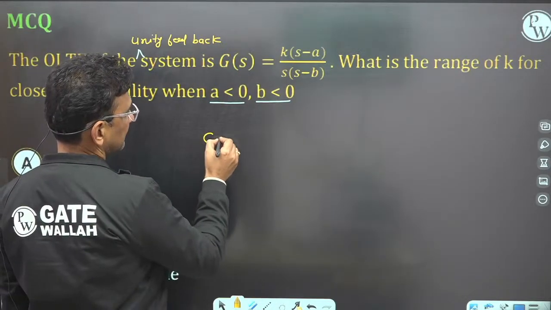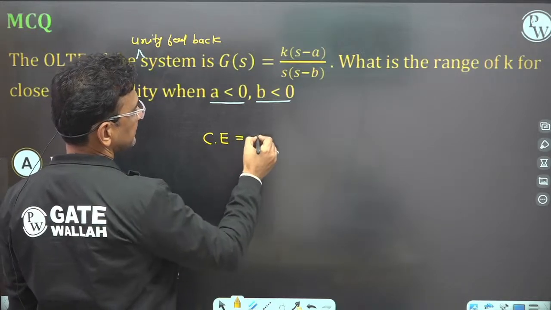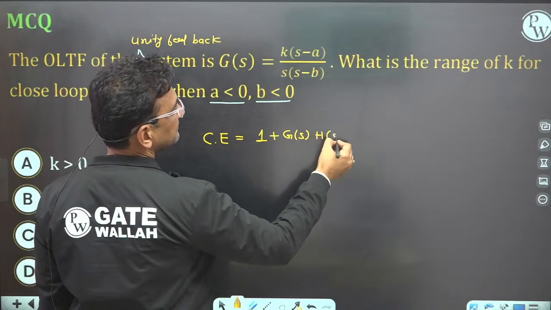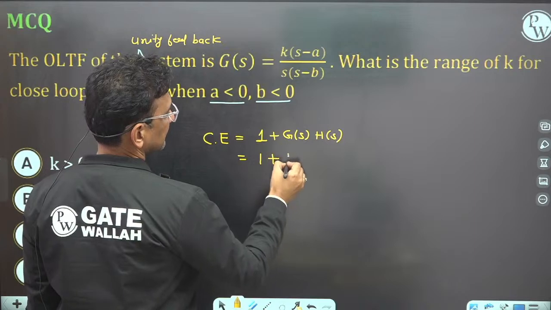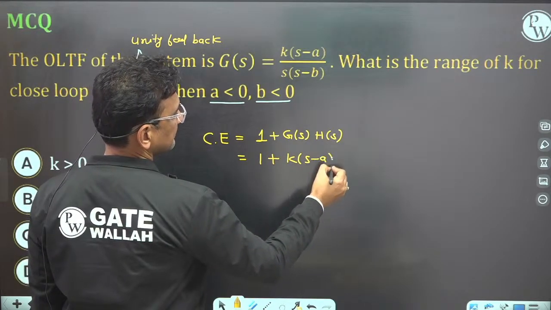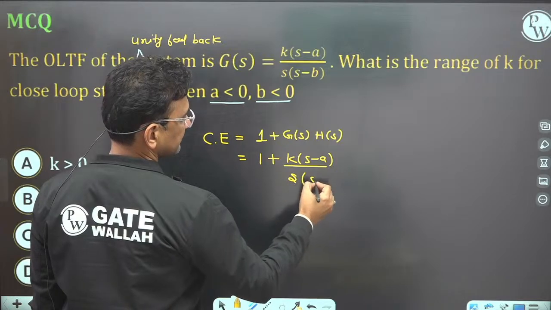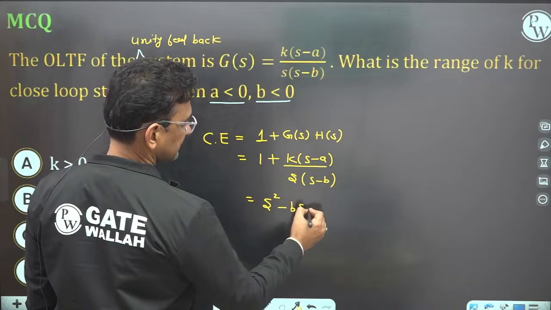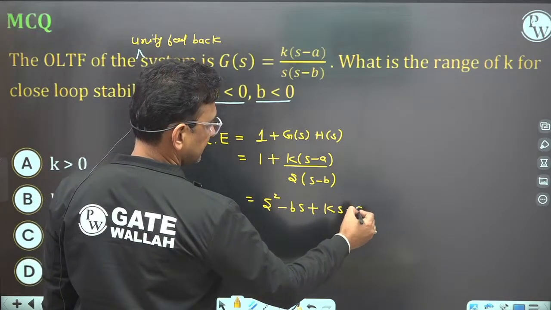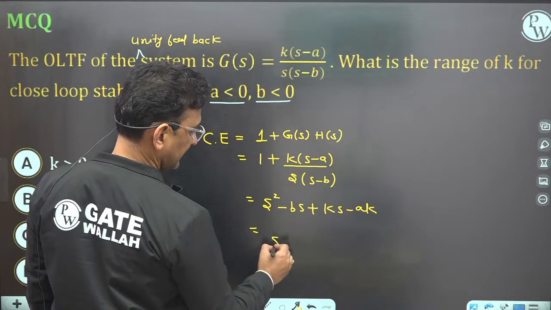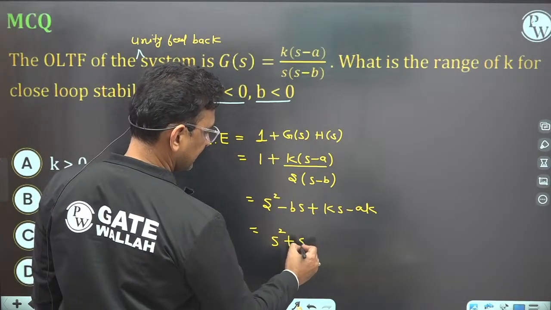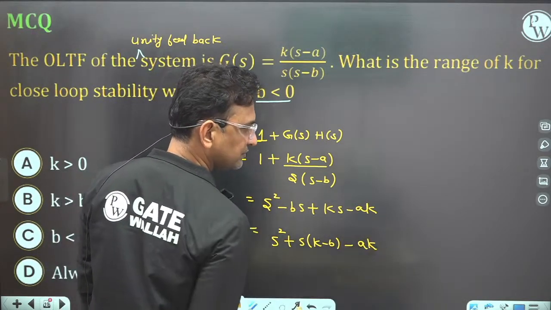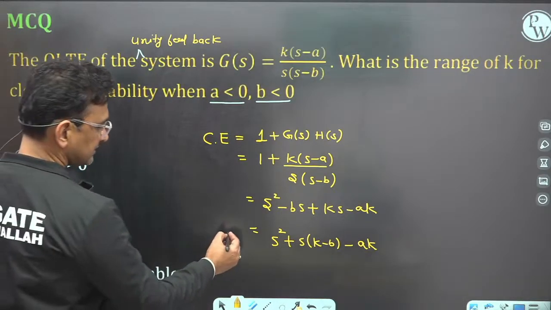So I am just finding out the characteristic equation. That will be 1 plus G of s, H of s will be 1 only. So it is 1 plus k into s minus a divided by s minus b. It will be s square minus bs plus ks minus ak. s square plus s into k minus b, minus ak is equivalent to 0. Clear? This is the characteristic equation.